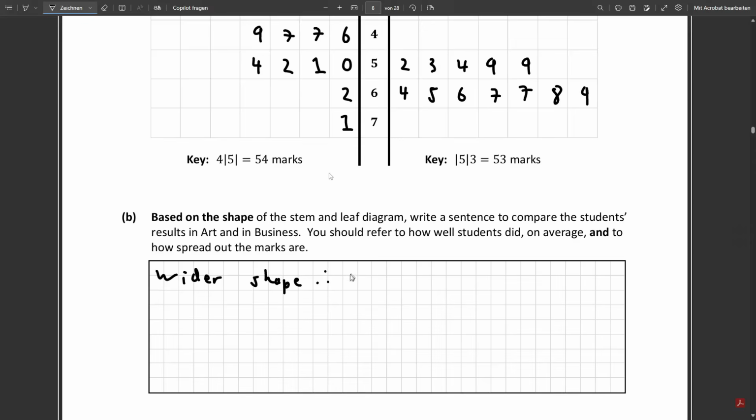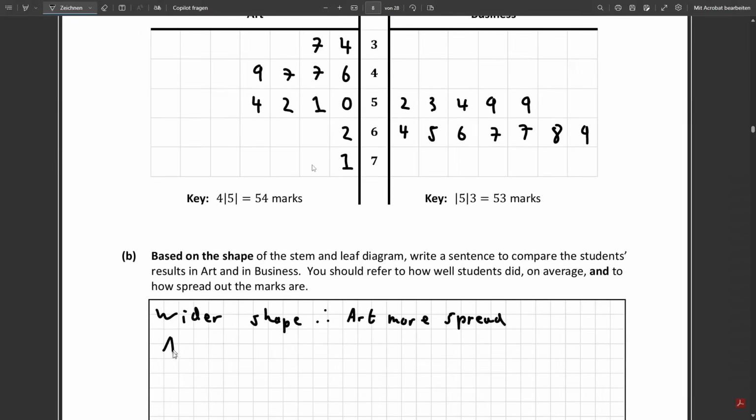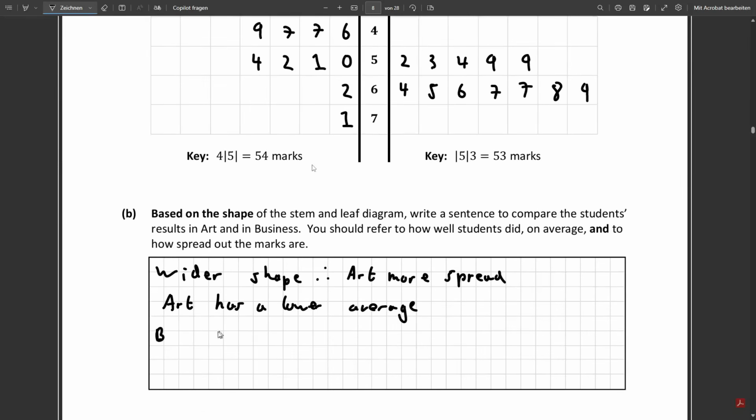Therefore, art is more spread. And you can also see that these numbers are lower. So art has a lower average. And then you can say that business, I'm just going to write B, is less spread. And you could say it's a thinner shape. And then you could say B has a higher average.